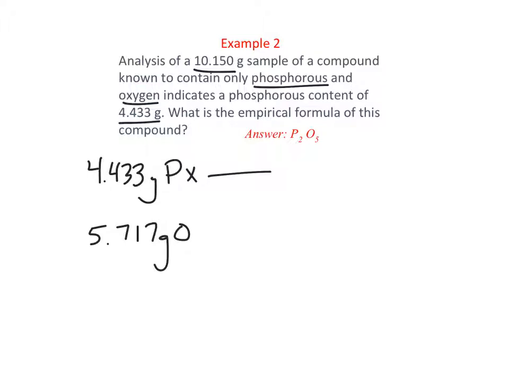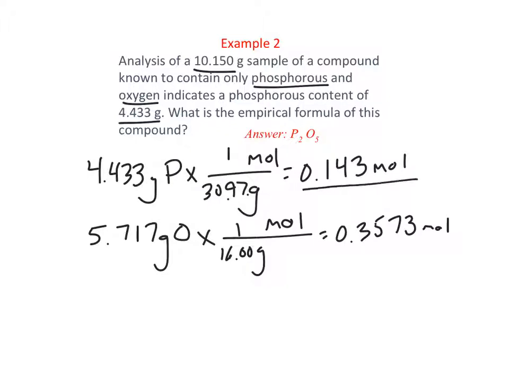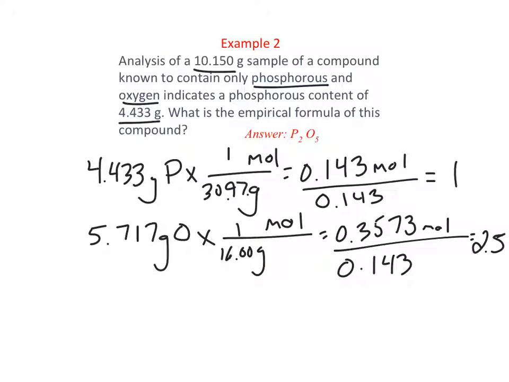Now I have to convert these both from grams to moles. 30.97 grams to moles, 1, and then 16. And there are my answers. Now I pick the smaller one, which is 0.143, and I divide both of them by that number. This one is really interesting. When I take the second one, 0.3573, divided by 0.143, I get 2.5. So I didn't get a whole number this time.